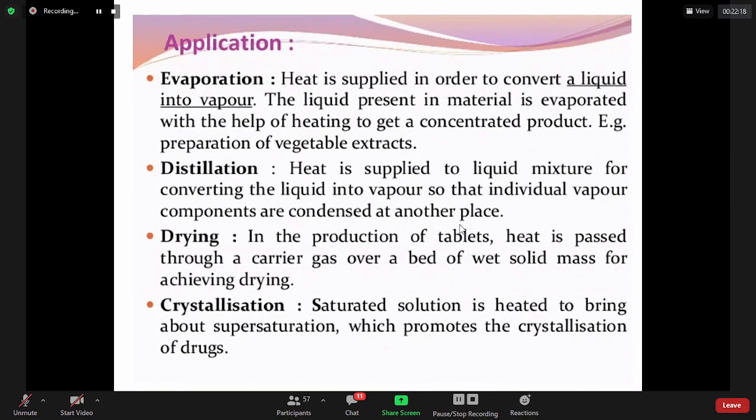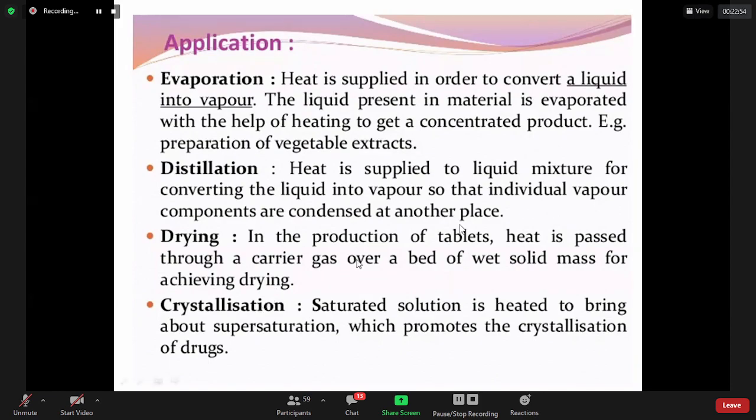Also, in the production of tablets, heat is passed through a carrier gas over a bed of wet solid mass for achieving drying. We shall be looking at some of these bed heat exchangers and what type of carrier gas you can use, for example, in drying these tablets. So the gas comes carrying the heat through the tablets, and then they are dried.